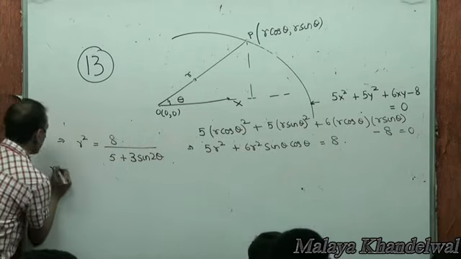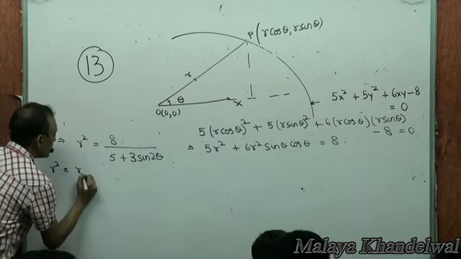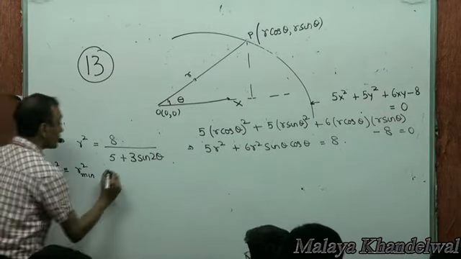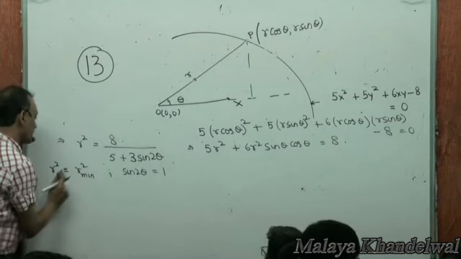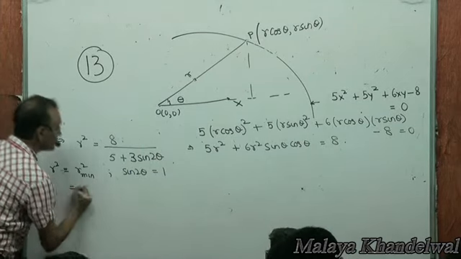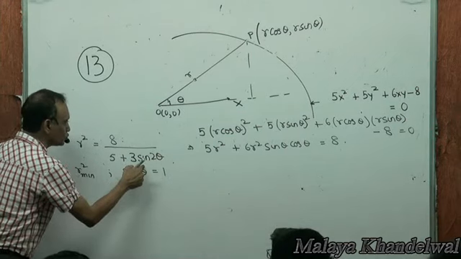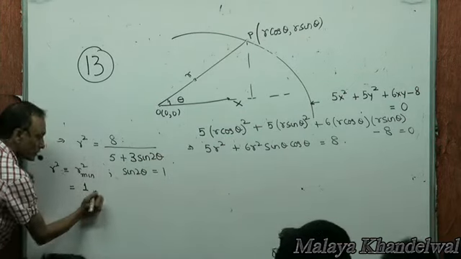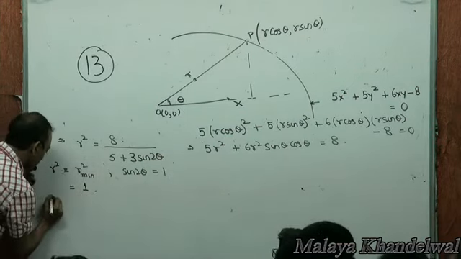R squared would be minimum when sin 2 theta is maximum. When sin 2 theta is maximum, the denominator is maximum, the ratio will be minimum, then r squared would be minimum. Yes or no? And that will have a value. Plug in sin 2 theta equal to 1. So 8 by 5 plus 3, 1. That makes it 1. So r min would be 1. Minimum distance of this curve from the origin would be 1.